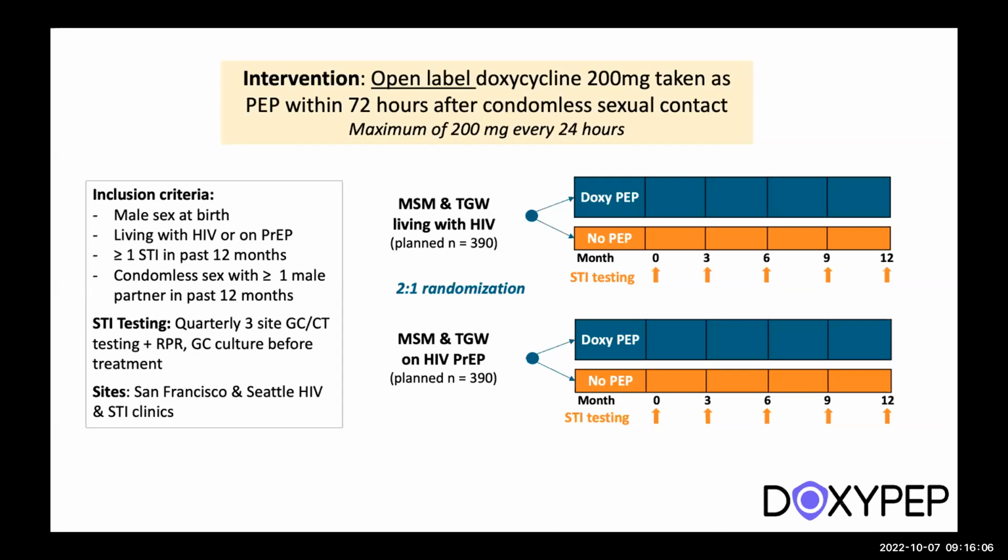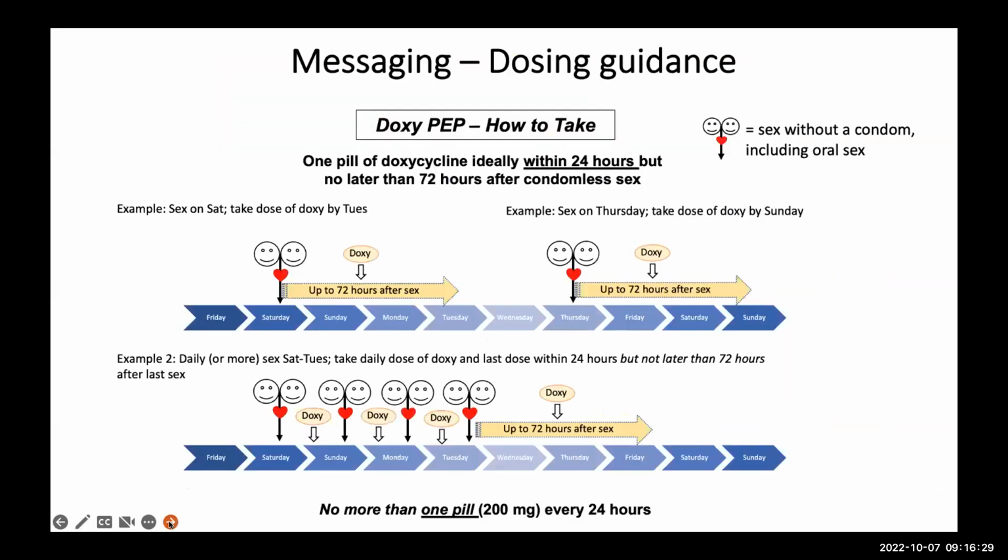We enrolled men who were male sex at birth, and as I said, living with HIV or on PrEP, had one or more STIs in the past 12 months, and condomless sex with at least one male partner in the past 12 months. This study was done in 2 HIV clinics in San Francisco and Seattle, and 2 sexual health clinics in San Francisco and Seattle.